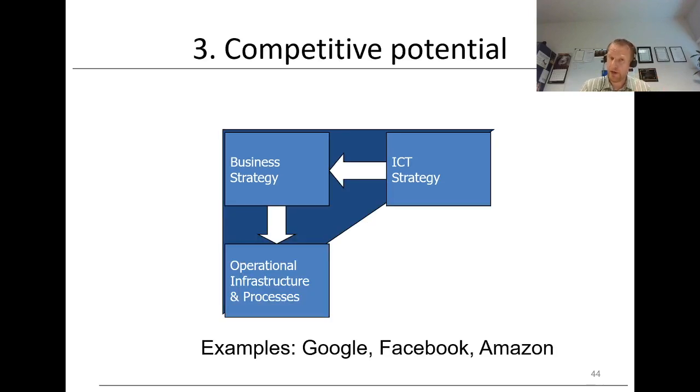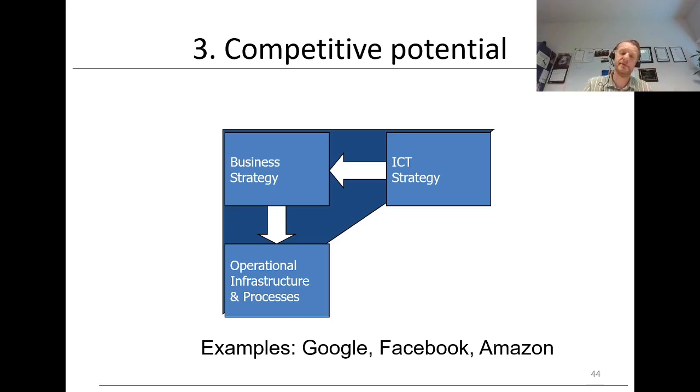Then we have competitive potential, which is a third type. We start from an ICT strategy. From there, we define our business strategy, and that we're going to then operationalize or put into operational infrastructure and processes. This is what Google, Facebook, and Amazon do. What is Google actually? It has an ICT strategy. It's a search engine. That's its ICT strategy, search engine.